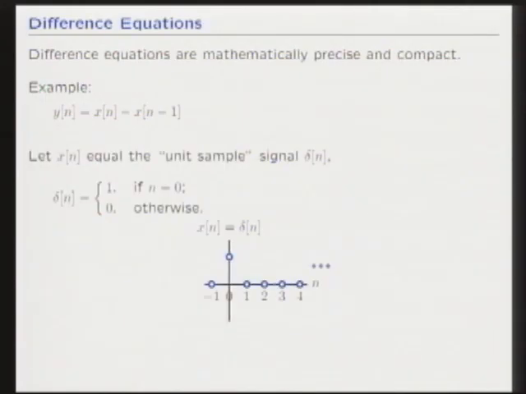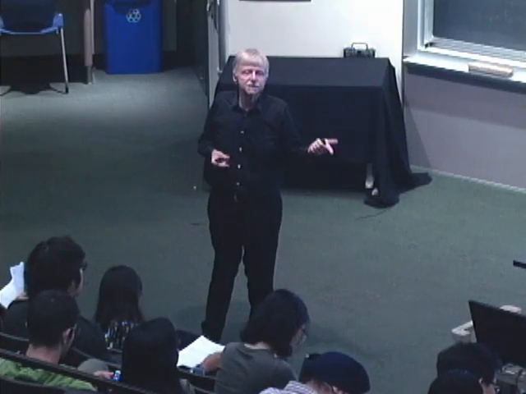Let's say that the input is a unit sample. We will often ask for the unit sample response. The unit sample signal is the most simple, non-trivial signal that we can have. It is 0 almost everywhere, and the only place it's not 0 is at 0. And when it's not 0, it's 1. So that's sort of the easiest thing we can imagine.